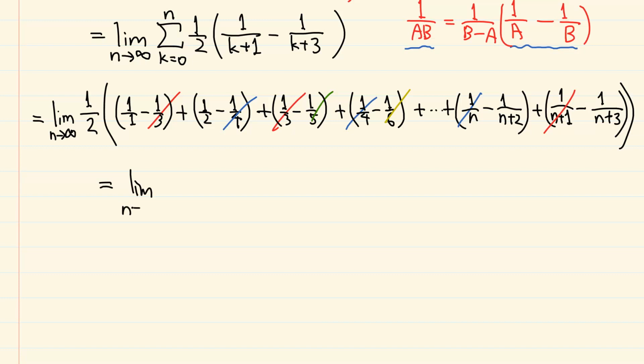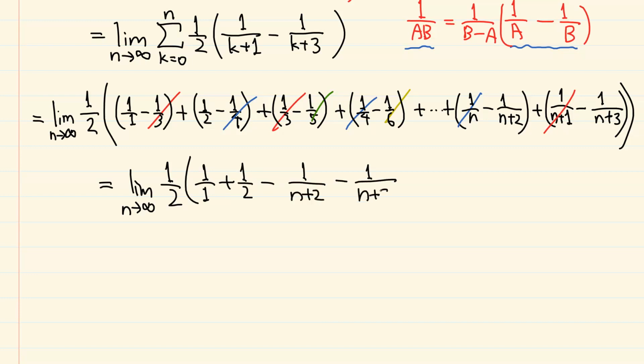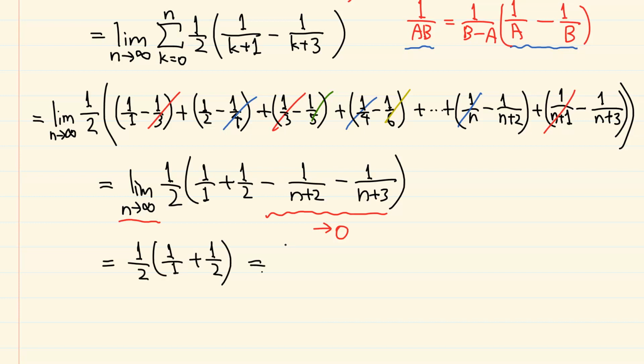So we have the limit of 1/2 times (1 over 1 plus 1 over 2 minus 1 over (n plus 2) minus 1 over (n plus 3)). And if we take the limit, this part goes to 0, so we have 1/2 times (1 over 1 plus 1 over 2), which is 3 over 4. And that is the sum of the second series.